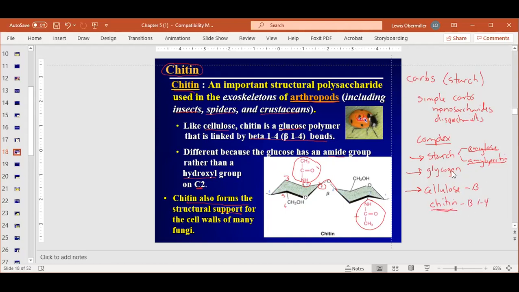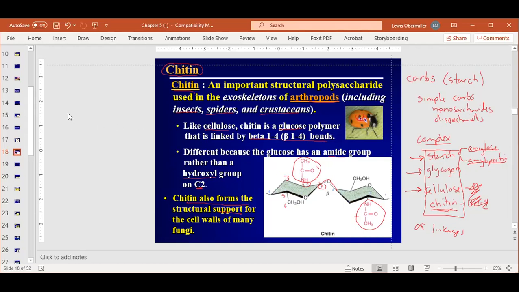So I might say, well, animals can only digest alpha linkages. So of all of these, what can animals digest? If we can only digest alpha linkages. Starch and glycogen, good. It can't digest cellulose or chitin because those are beta linkages.